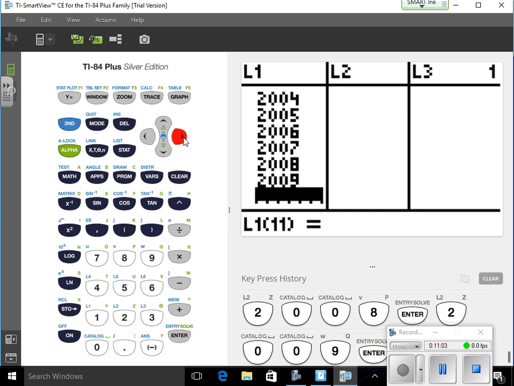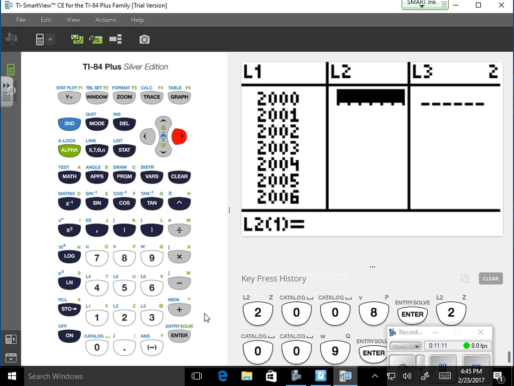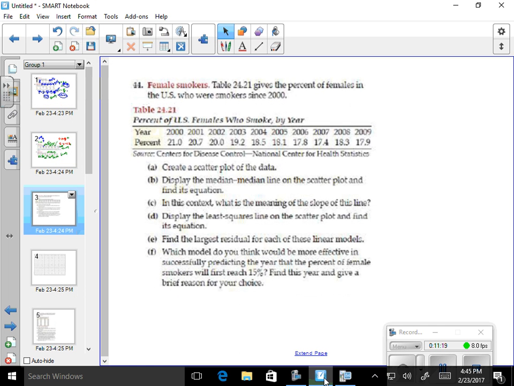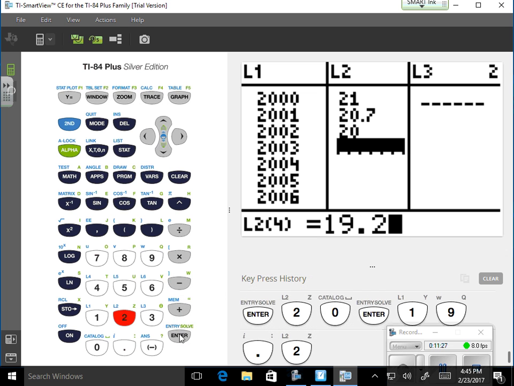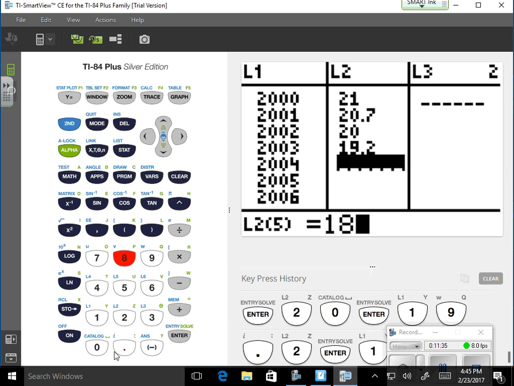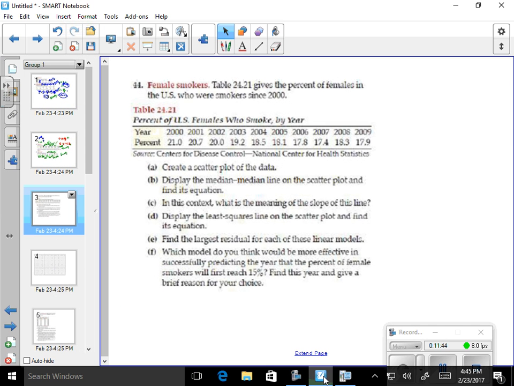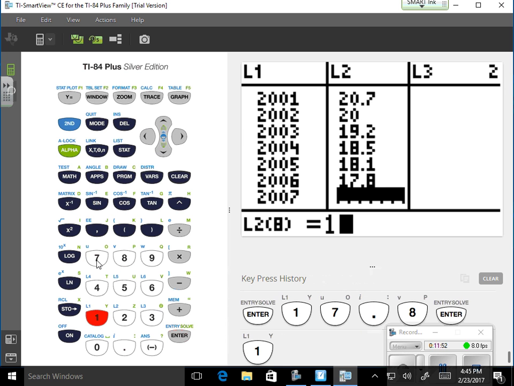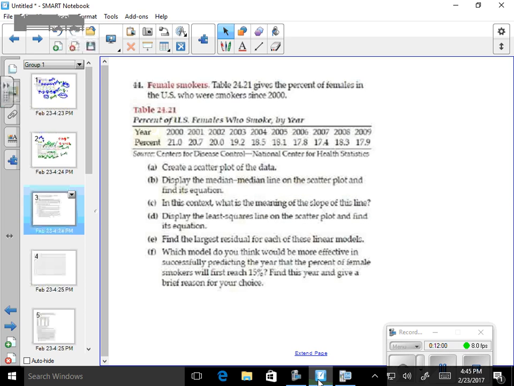And I'll go back and put the matching numbers. 2000 is 21, and then 20.7, 21, 20.7, then 20 and 19.2, 20, 19.2, and 18.5 and 18.1. 17.8, 17.4, .3 and 17.9.